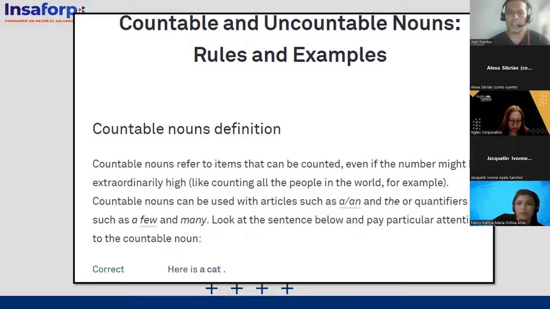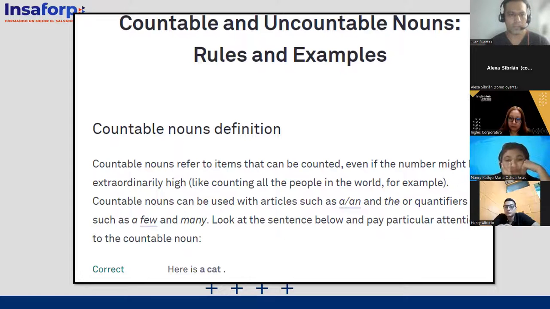Countable and uncountable nouns. Rules and examples. Countable noun definition. Countable nouns refer to items that can be counted, even if the number might be extraordinarily high, like counting all the people in the world, for example. Thank you, Alexa. Countable nouns can be used with articles such as a, an.